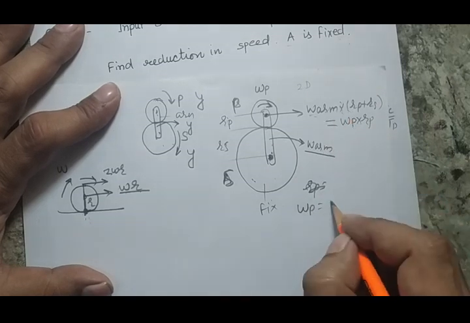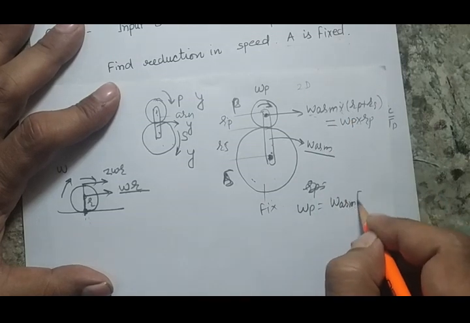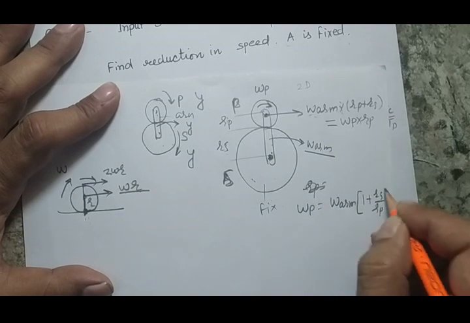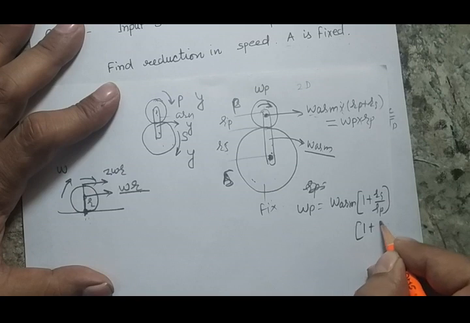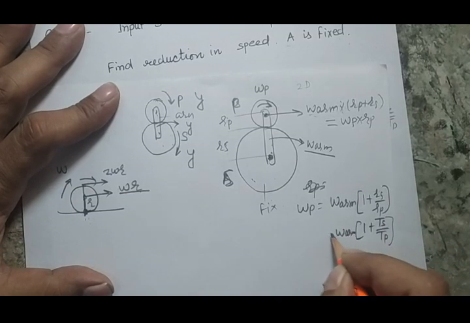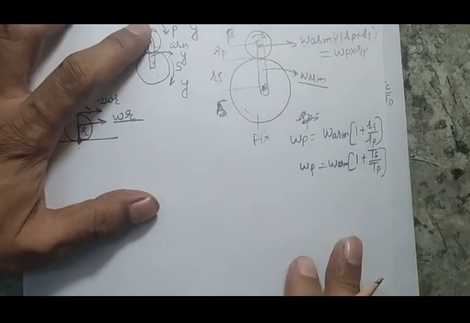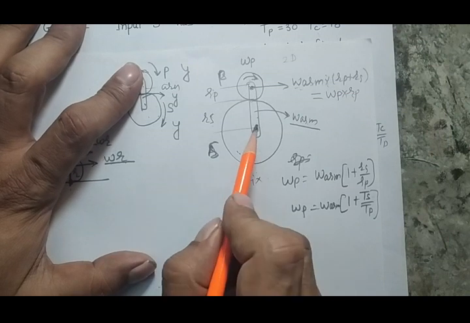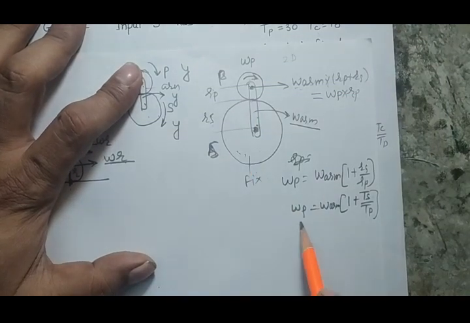So if I calculate, I will find omega P here. Omega P will be what? Omega arm multiplied by 1 plus RS by RP, which can also be replaced by 1 plus TS by TP. So this is one condition which says that if I am fixing this gear and giving a certain input to the arm, the output will be this one.